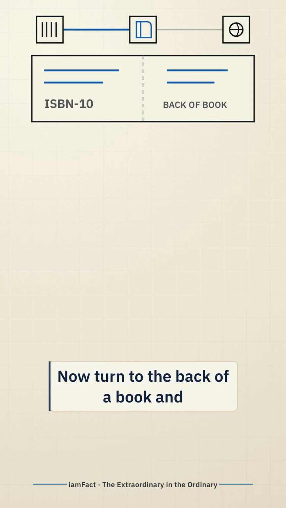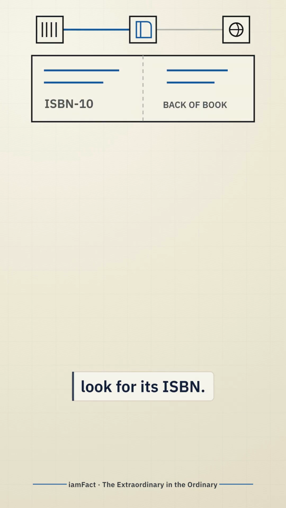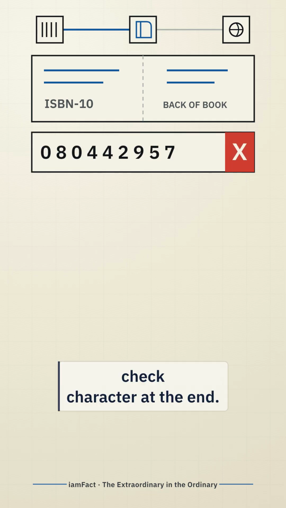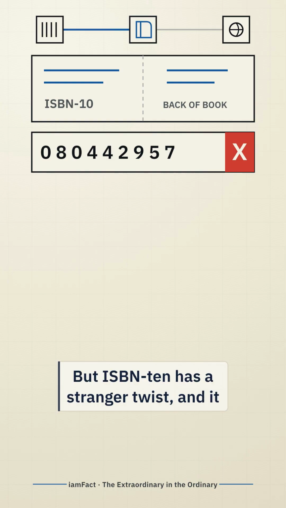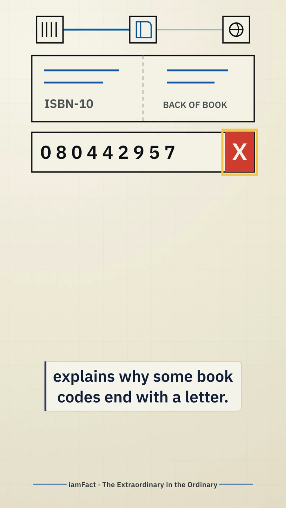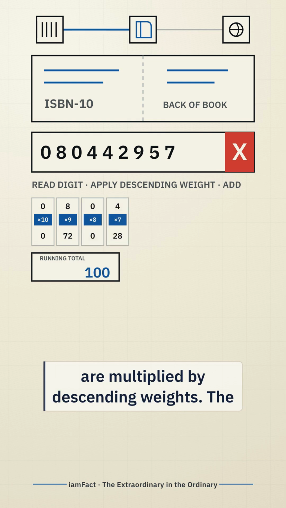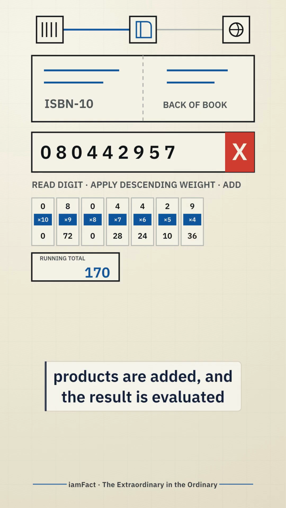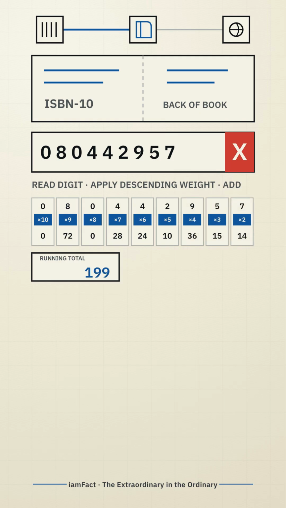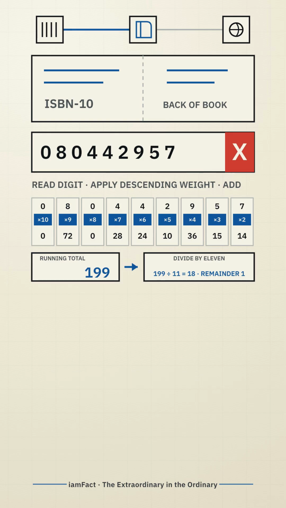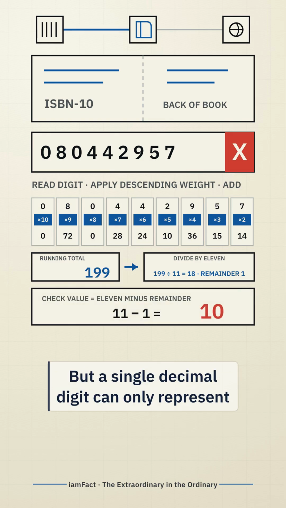Now turn to the back of a book and look for its ISBN. Like a barcode, an ISBN 10 code places a check character at the end. But ISBN 10 has a stranger twist, and it explains why some book codes end with a letter. To calculate the check value, the data digits are multiplied by descending weights. The products are added, and the result is evaluated using division by 11. That process can produce a check value from 0 all the way through 10. But a single decimal digit can only represent 0 through 9.